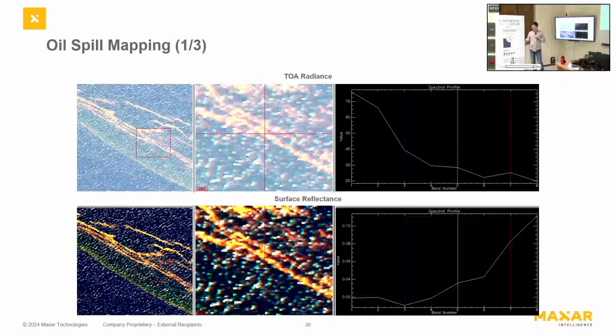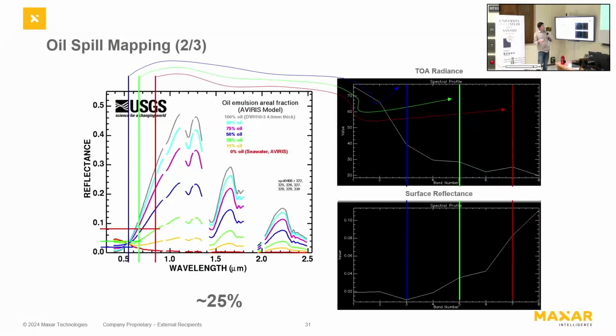So again, really remove the atmosphere when you can. The nice thing is that you have measurements from people, and then once you have those measurements, you can infer what is the amount of oil in that location, which was about 25 of these oil emulsion areal fraction, which I have no idea what it is, but it's some measurement of oil content in water. You cannot do this if you don't work in surface reflectance.